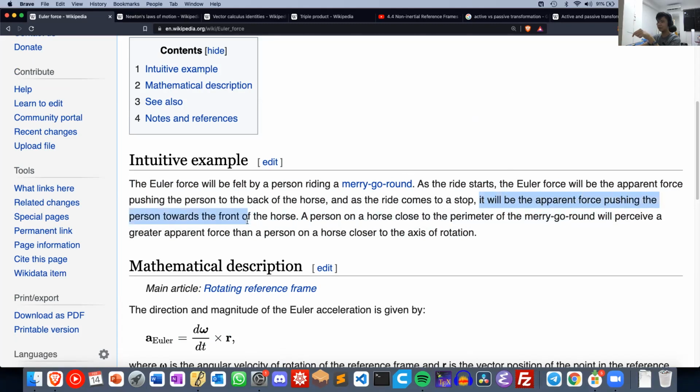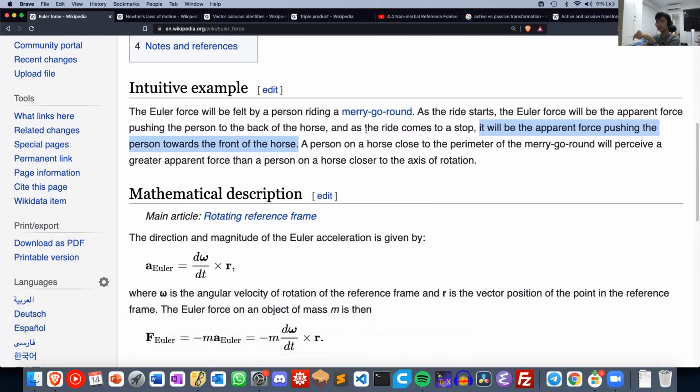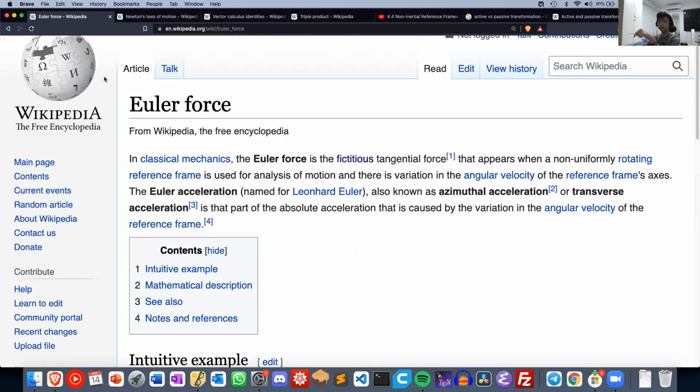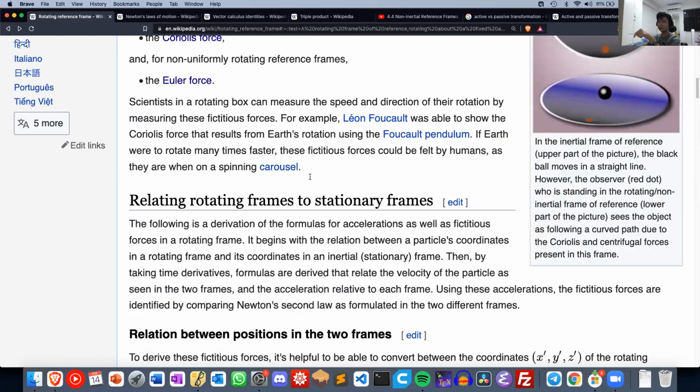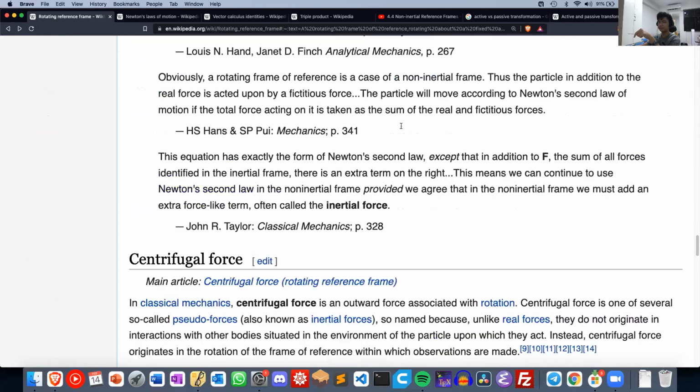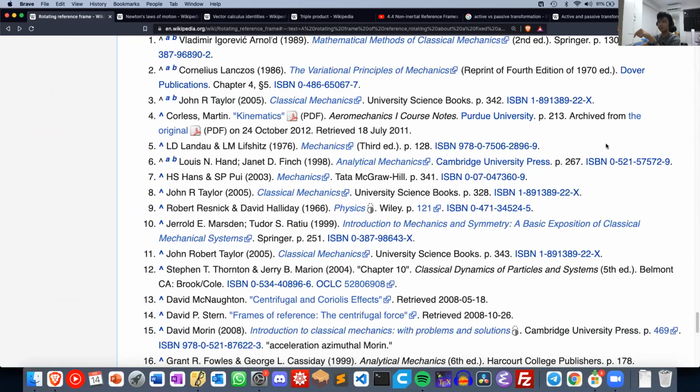So it'll be the apparent force pushing the person towards the front of the horse as the ride comes to a stop. If the ride is moving, then as soon as the ride comes to a stop, as soon as your angular velocity changes, it decreases, then the Euler force is the one that makes you feel like continuing going forward, sort of tangentially. And if the person is close to the perimeter, then they'll receive greater apparent force. Anyway, all the equations I've derived are from this Wikipedia article, rotating reference frame. In fact, I tried to follow that storyline, the explanation. So I basically explained this Wikipedia page.